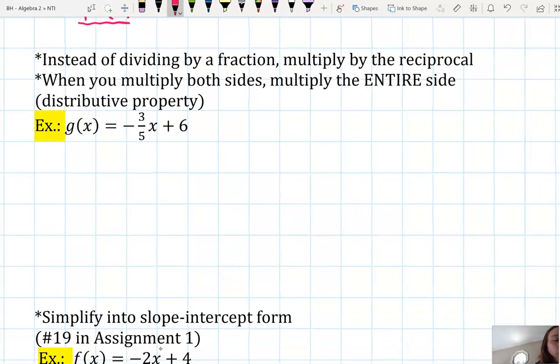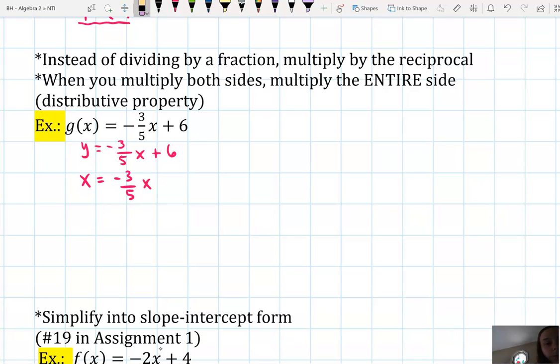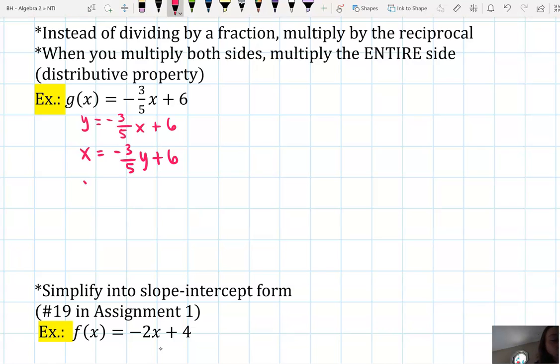The first thing I'm going to do is replace g of x with y, and switch my variables. Oops, that should be a y. And then I'm going to solve for y. So subtract 6.